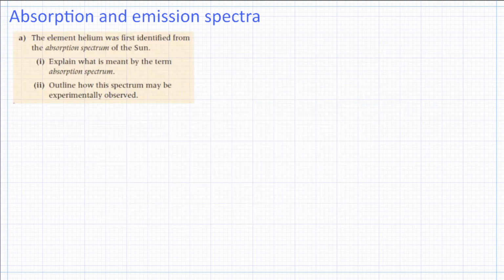Alright, so a few questions for us to work with. Now, the first one here, remember that you can always pause and try it yourself. So the element helium was first identified from the absorption spectrum of the Sun. Number one, explain what is meant by the term absorption spectrum. And number two, outline how this spectrum may be experimentally observed.